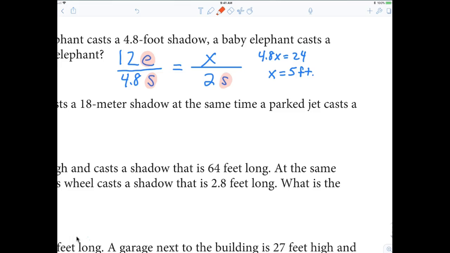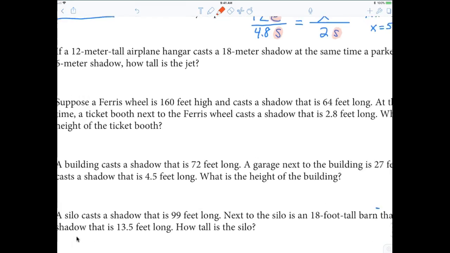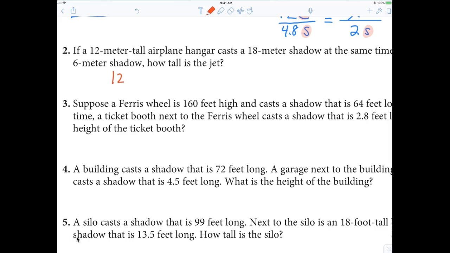Let's check out number 2. Same principle. It says, if a 12-meter tall airplane hangar casts an 18-meter shadow. Again, I'm just going to write that out as 12-meter, and we're talking about a hangar, so I just put H. It casts an 18-meter what? Shadow. Can I put the shadow on top if I want? Yeah, it doesn't matter. You're right. Equals.